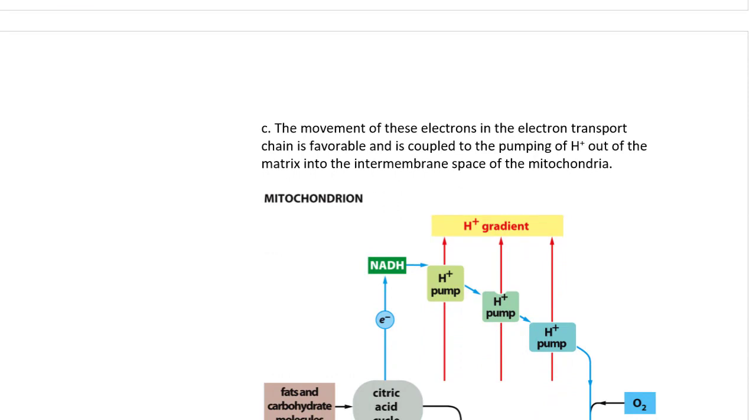The movement of these electrons in the electron transport chain is favorable and is coupled to the pumping of H+ out of the matrix into the intermembrane space of the mitochondria. So if you're kind of getting lost in what the intermembrane space and the matrix of the mitochondria and all that stuff is, I will go back and look at the notes from section 1 where we covered cellular respiration, glycolysis plus the citric acid cycle, because there's a picture there and an explanation of what all these things are. Take a look at it, refresh yourself, and I'll come back to this.